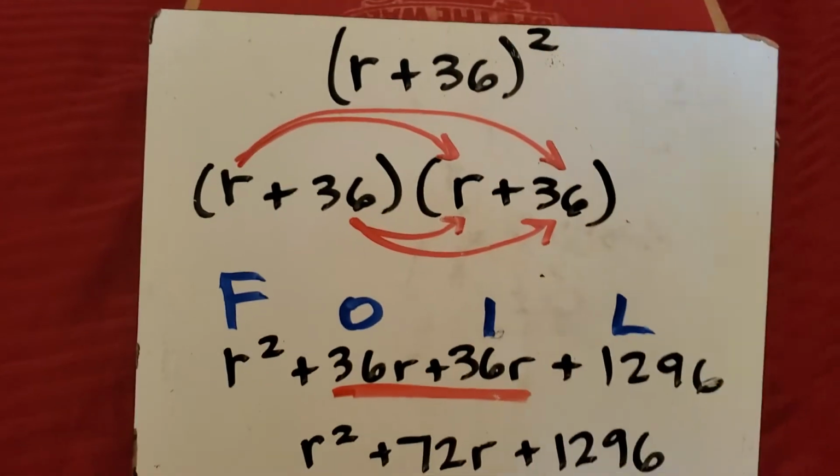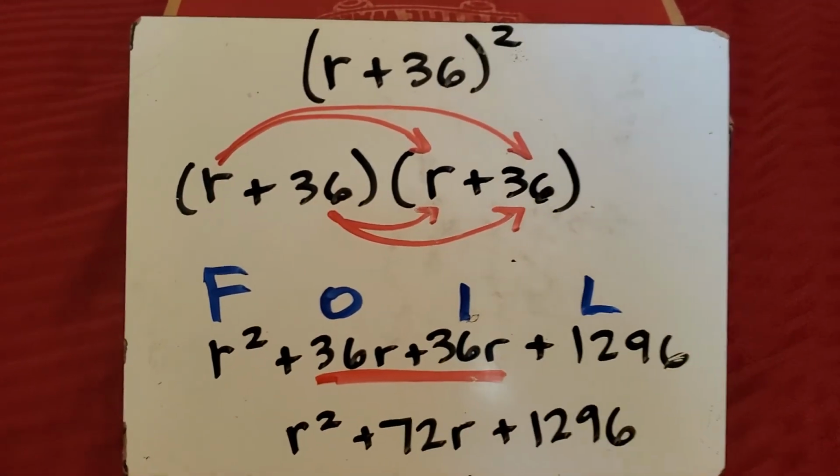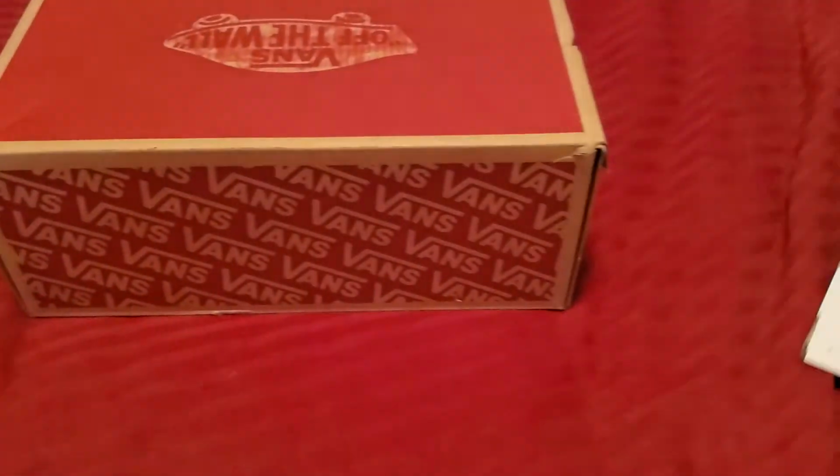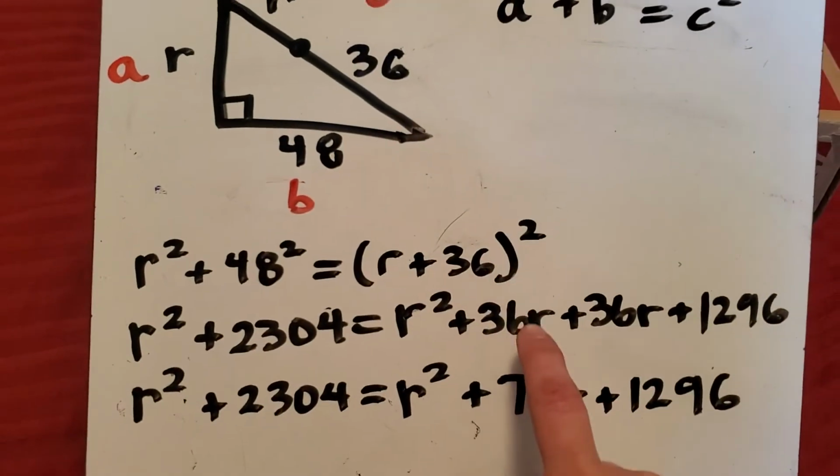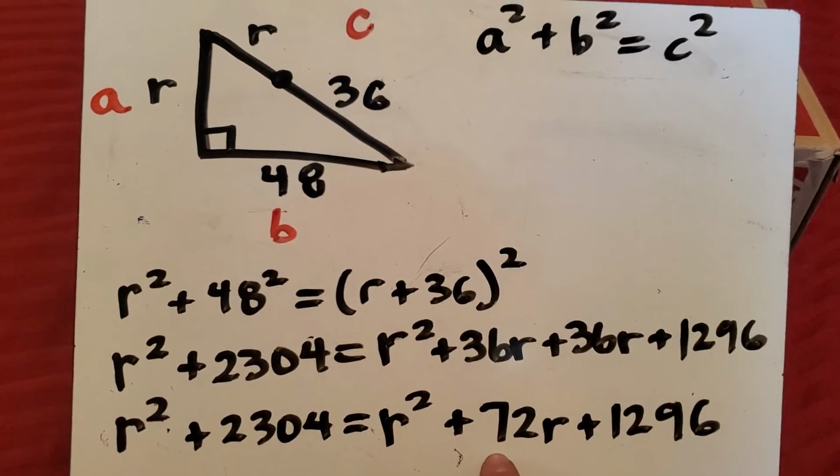So this is FOIL. This is the main step when you plug it into the Pythagorean theorem, when you get from this step to this step down here.